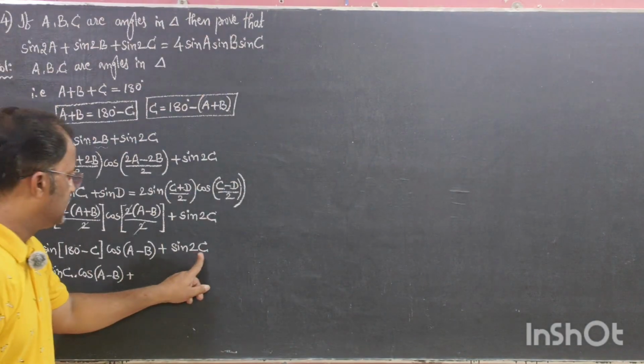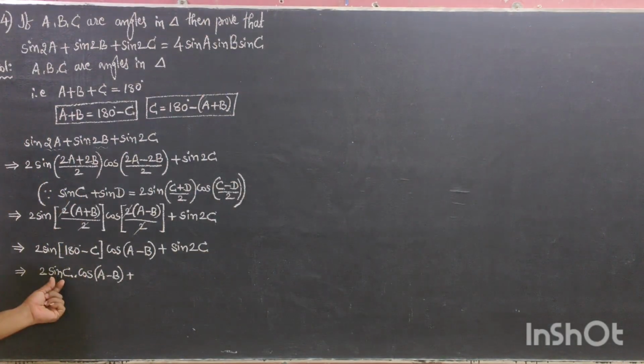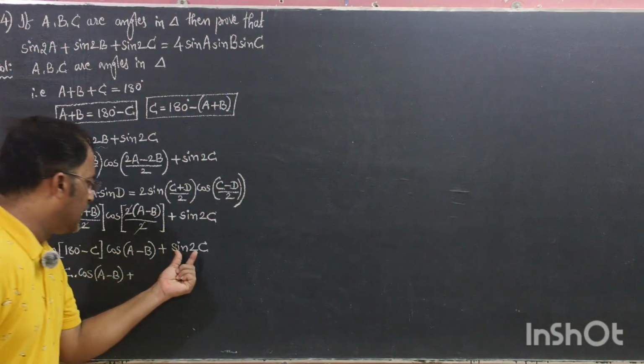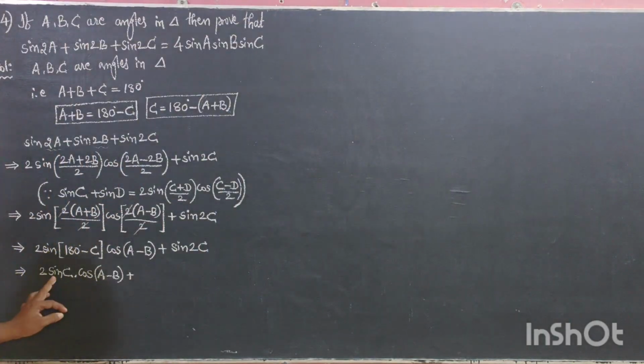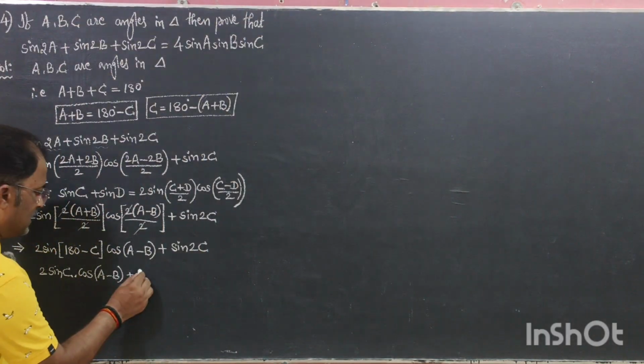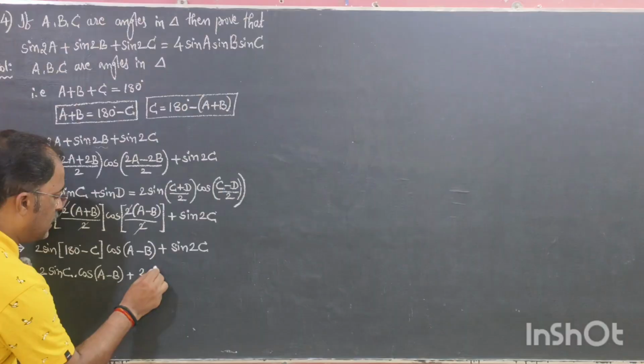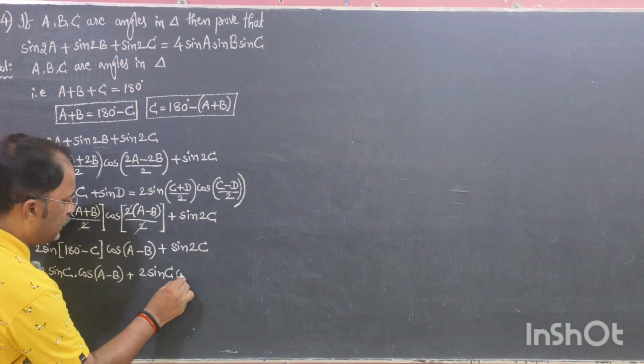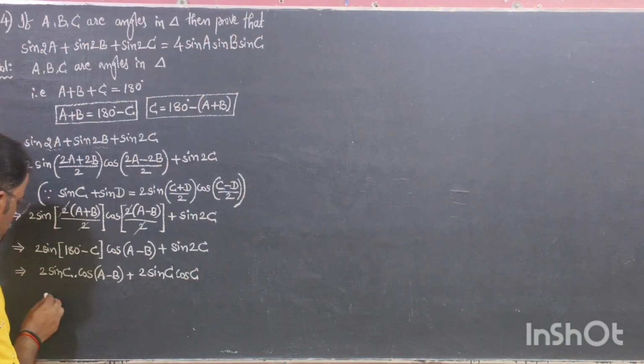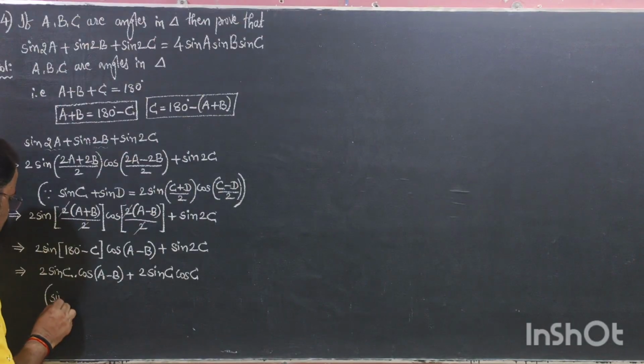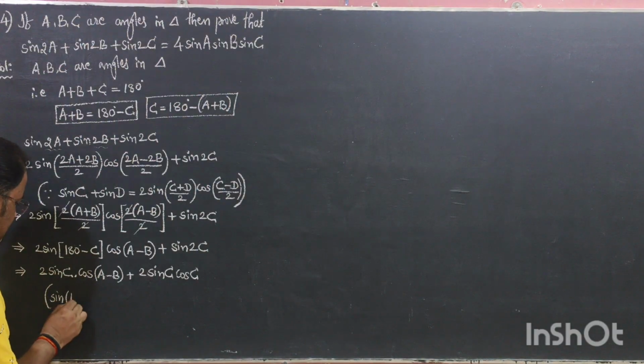Now sin 2C can be written in terms of sin C. There is only one formula for it, 2 sin C into cos C. So here we use two formulas, including sin of 180 minus theta.